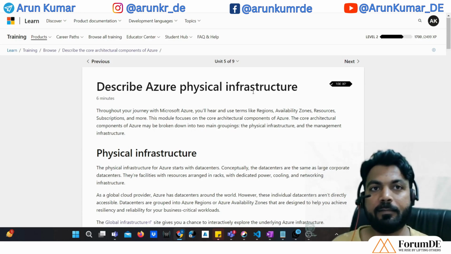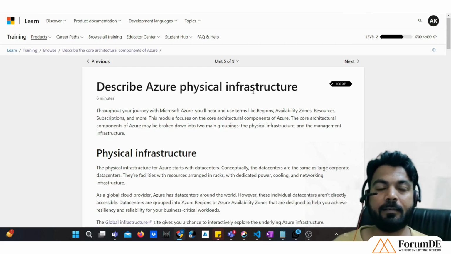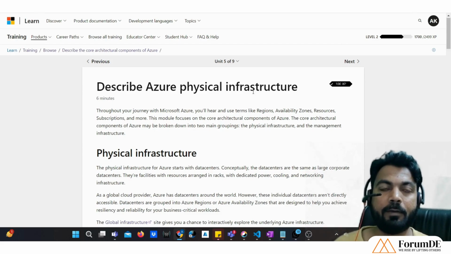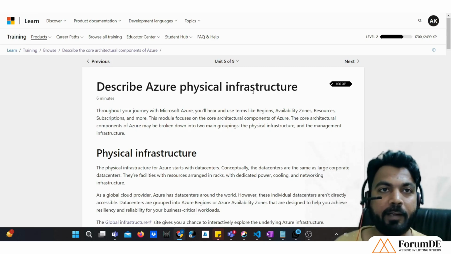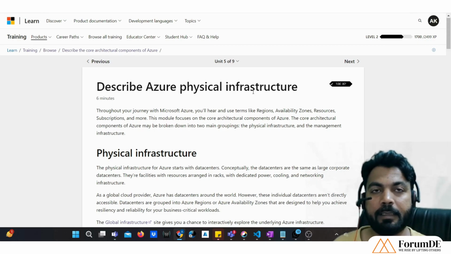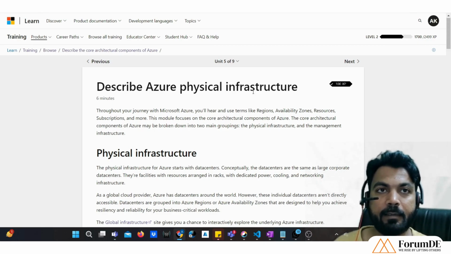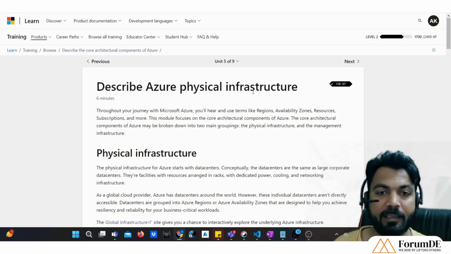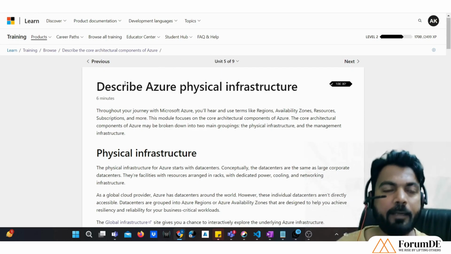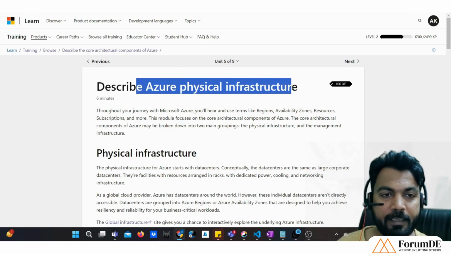I am again in front of you with a new topic for AZ-900 certification, and the topic is: what are regions, regional pairs, availability zones and sovereign regions. These are a few terms which are really very important when you go for AZ-900 certification, or if you are working in Azure cloud. Understanding these terms becomes very, very important. These are part of one topic called Describe Azure physical infrastructure.